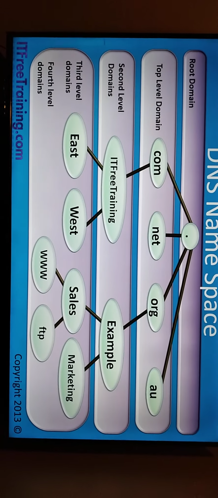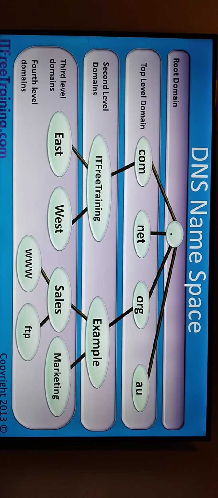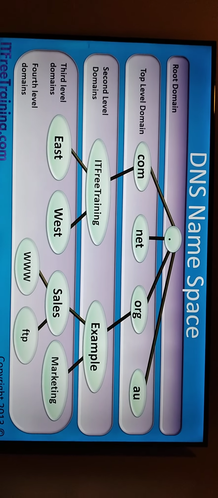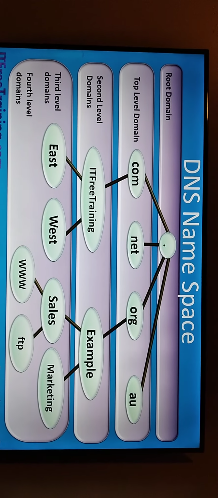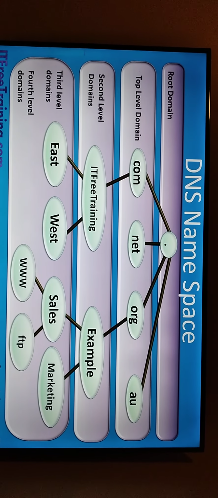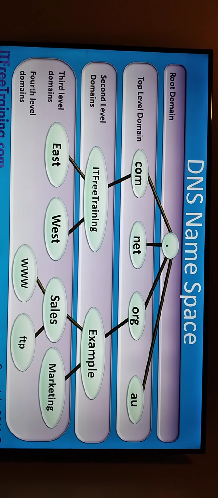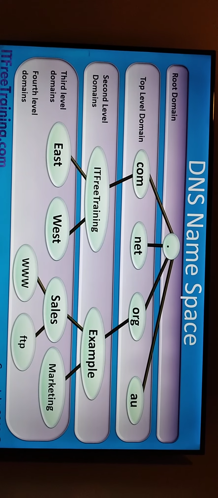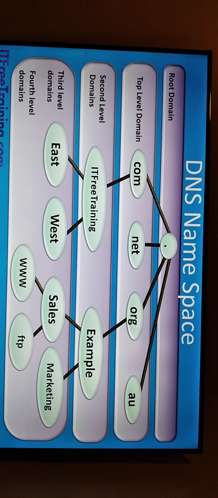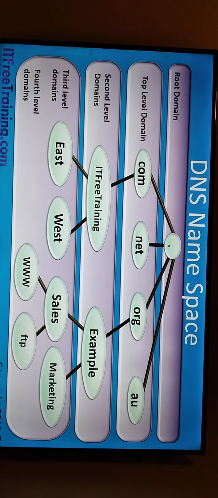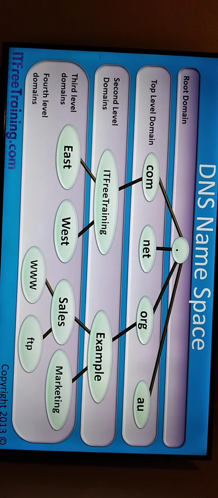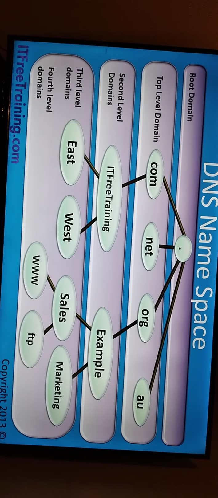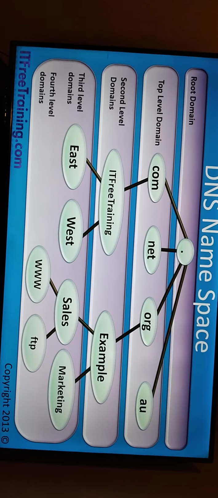So as you can see, the DNS has levels. Root is the dot on the top. Top level domain is top level. And second level is registered by individuals. And then below that are child levels, which is the third level.